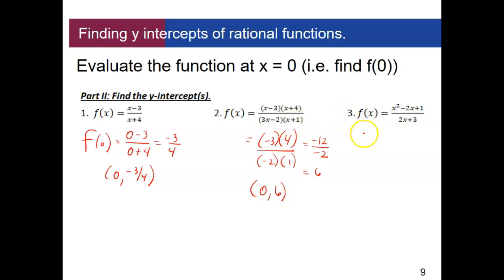Over here, if I plug in 0, then if I put 0 in the numerator, I'm just going to get 1. If I put 0 in the denominator, I'm going to get 3. So my y-intercept there is going to be (0, 1/3).